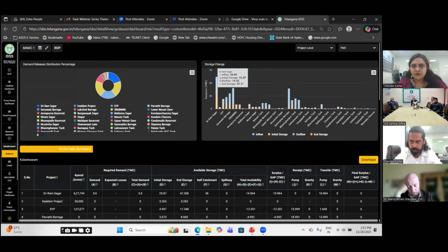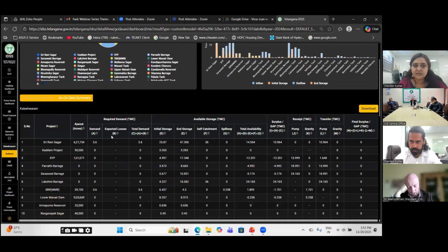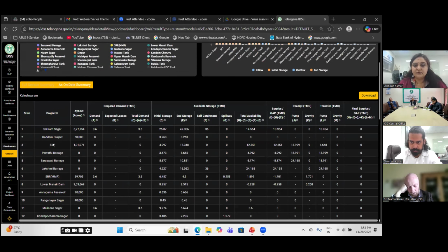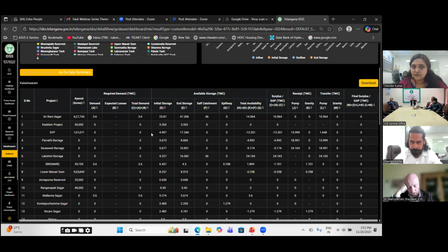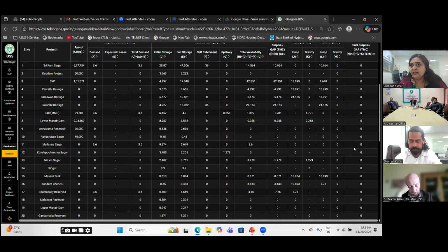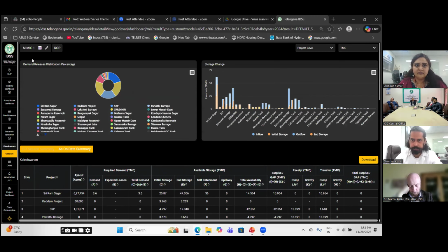Yeah, now these are the different storage changes which will be happening in the reservoirs: the initial, inflow, outflow, and the end storages, as well as the different reservoirs and their demands, which I was just explaining, whatever available storages are present, and then finally the surplus received and the final surplus which is left over. So this is the main reservoir operation.